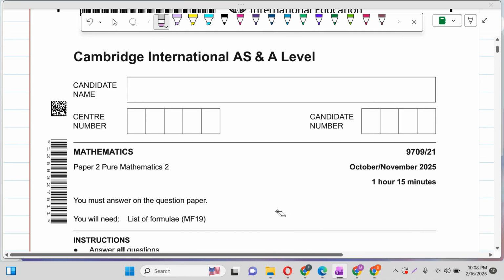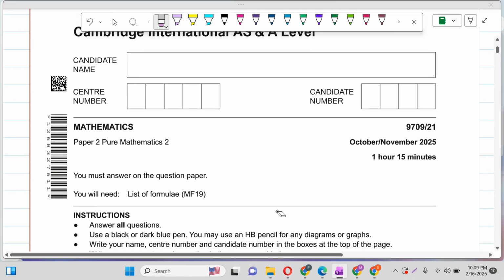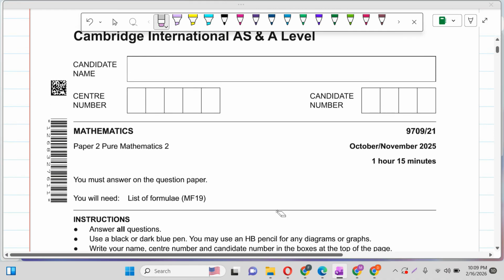Hi everyone, we are going to start the Cambridge International AS and A-level exam paper for the session October-November 2025. This is the Pure Mathematics 2 paper with code 9709/21. This is variant 1.